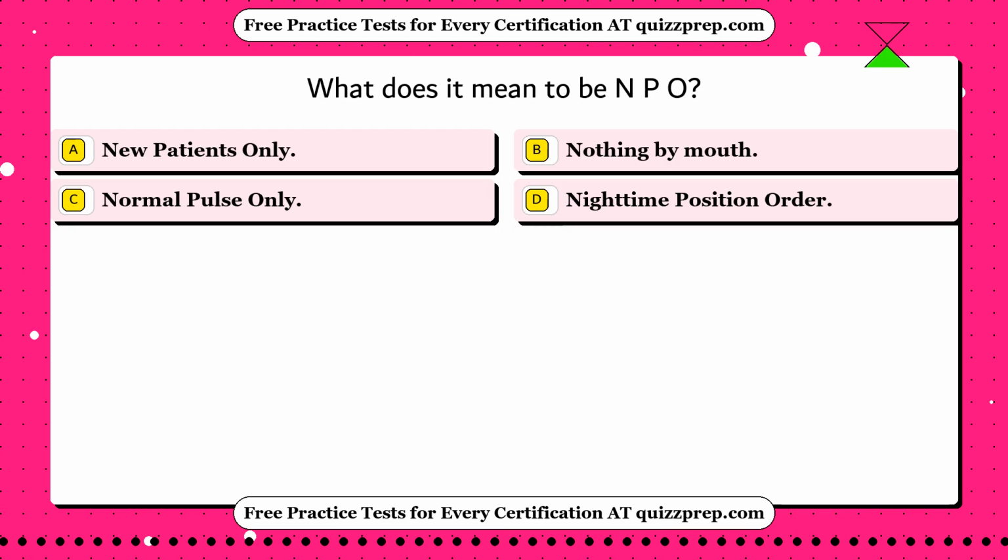Question 116. What does it mean to be NPO? Option A, new patients only. Option B, nothing by mouth. Option C, normal pulse only. Option D, nighttime position order.